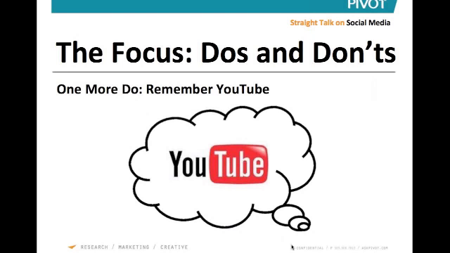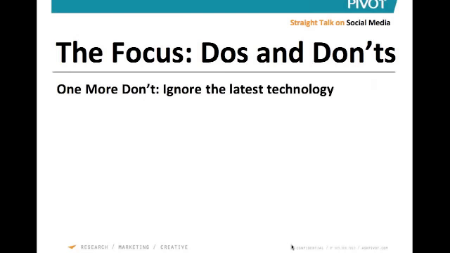So go ahead and give video a try. Make something compelling or interesting. It doesn't have to be professional or expensively produced. It just has to be interesting and on YouTube. And then make sure your social media sites like Facebook and Twitter highlight and incorporate your YouTube videos so you can get the most mileage out of them and ensure they are found. So do remember YouTube. And the final don't is don't ignore the latest technology.